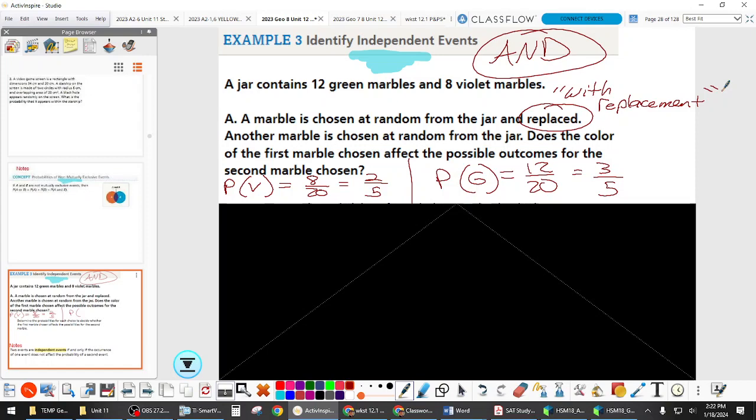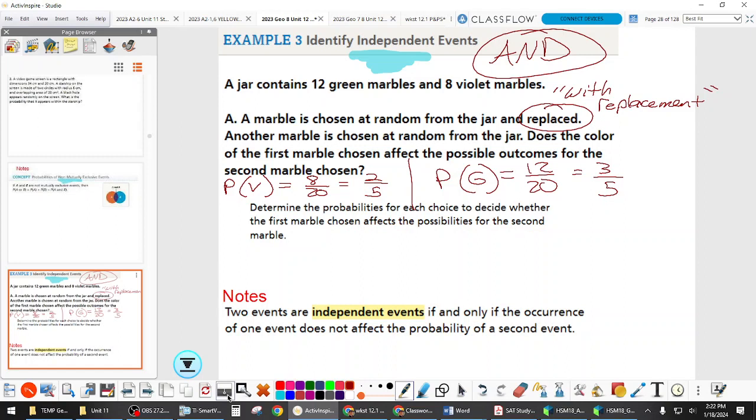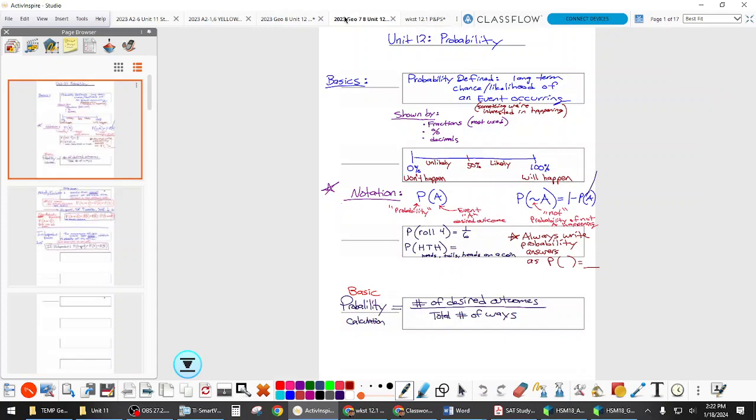So, we'll go write this definition, but let's read it first. Two events, remember events are like marble drawing, are independent if and only if the occurrence of one does not affect the probability of the other. So, if I take that marble and keep it, I have now created a situation where it depends. So that is no longer independent.